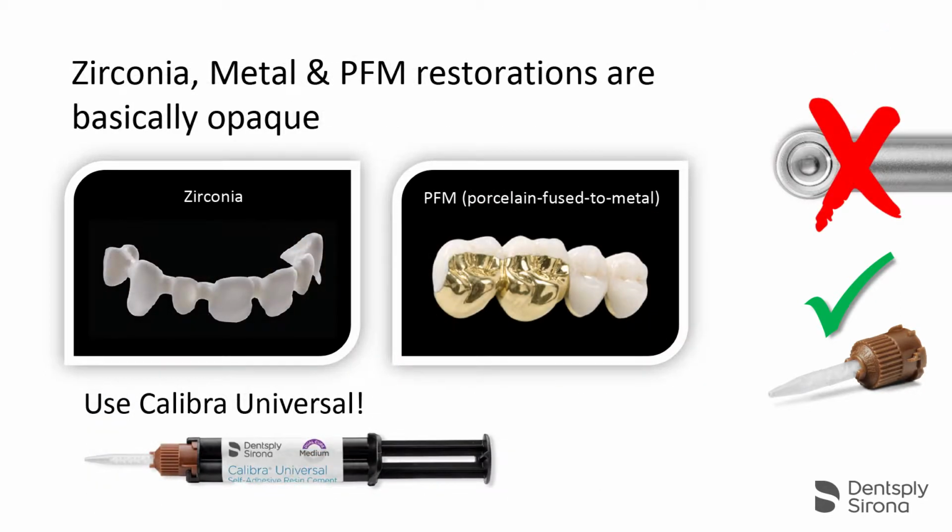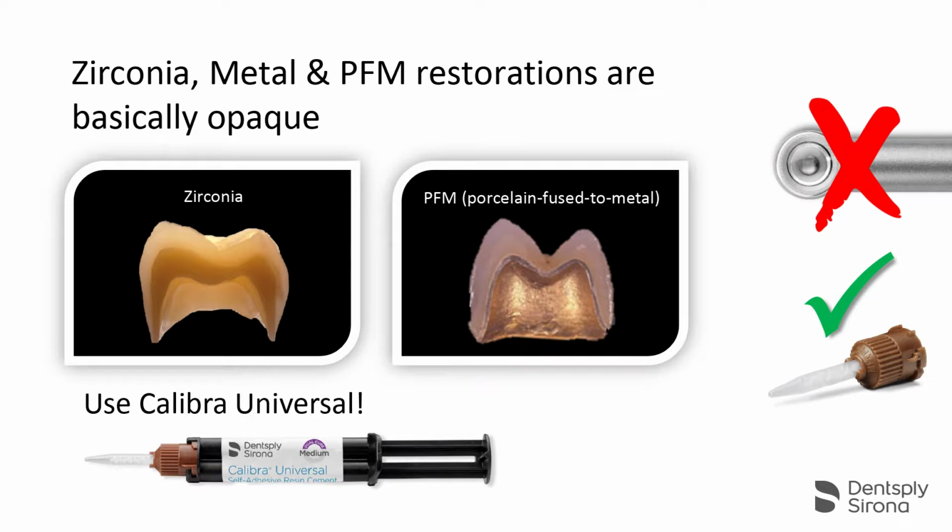Zirconia and metal ceramics, on the other hand, are mostly or completely opaque and must consequently always be luted using a dual curing cement. Calibra Universal is a suitable cement for this purpose, provided the preparation is sufficiently retentive. Calibra Ceram should be used with a non-retentive preparation.